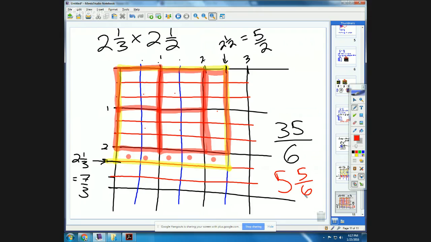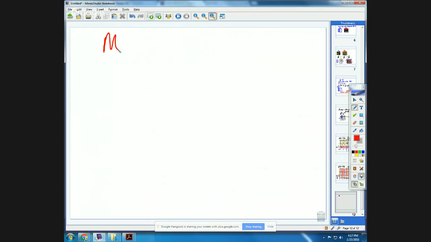Let's compare that to algorithms. What's the difference between a model and an algorithm? An algorithm doesn't show you how to get there. Doesn't show you why, it just shows you how. So it doesn't explain anything about why the answer should be what it is. This explains why the answer has to be 5 and 5/6. Has to be that, or 35/6, depending on your point of view. An algorithm just gives me an answer. So we do have a multiplication algorithm. And it's just to multiply the numerators and multiply the denominators.